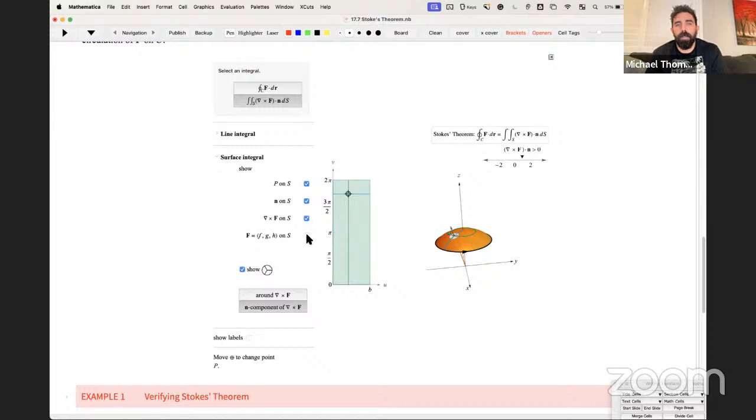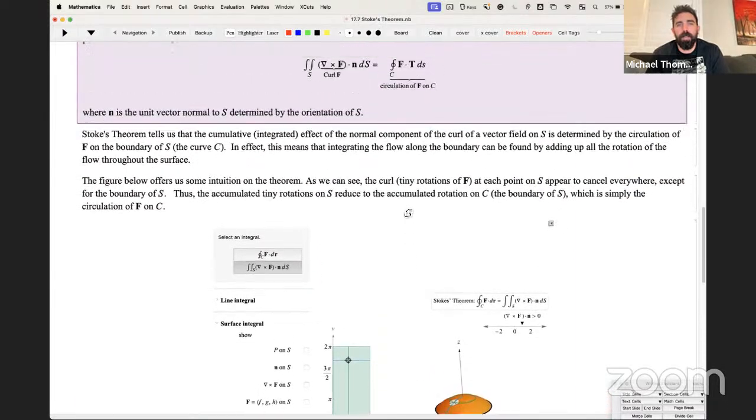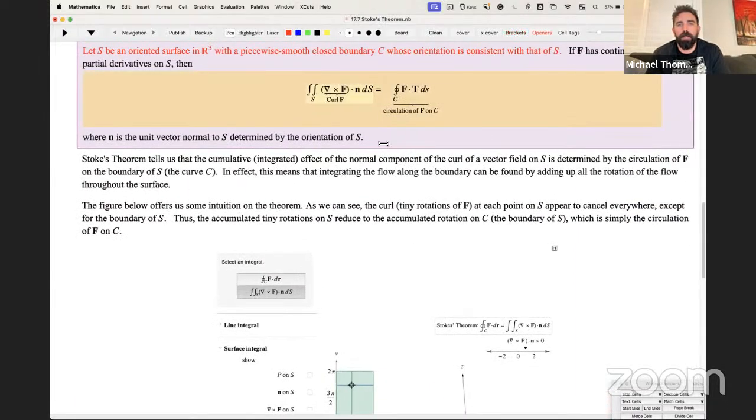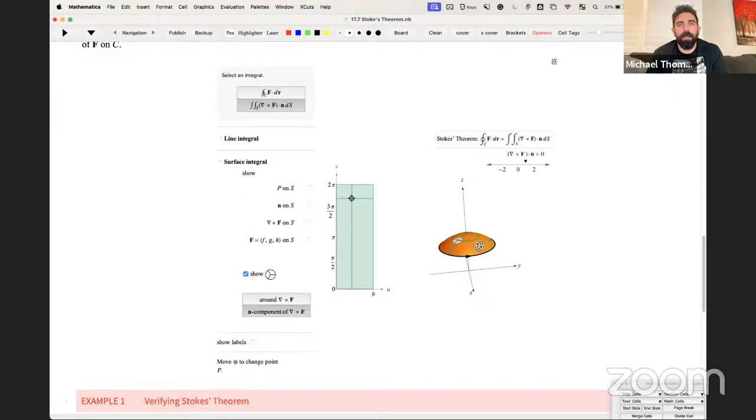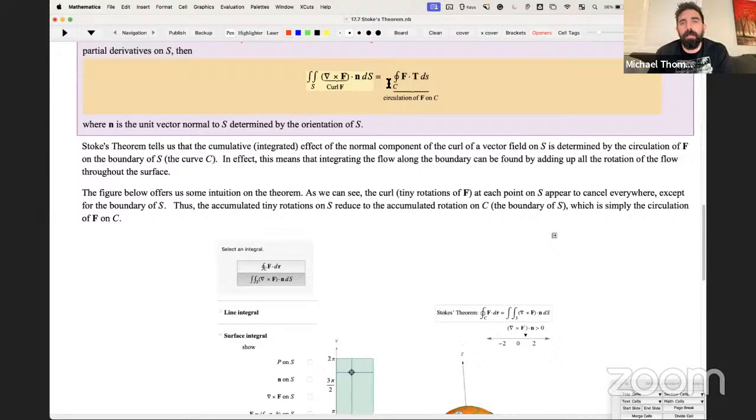We're going to add all those little curls up across the whole surface, and that's essentially the left-hand side. That's the accumulated rotations on the inside at every single one of these points on the surface. What's going to happen is all of the ones on the inside of your surface are going to cancel each other out, and all you'll be left with is what's on the boundary. So you'll have the sum of a bunch of curls on the boundary, which is essentially the circulation, the right-hand side, on the boundary curve C.